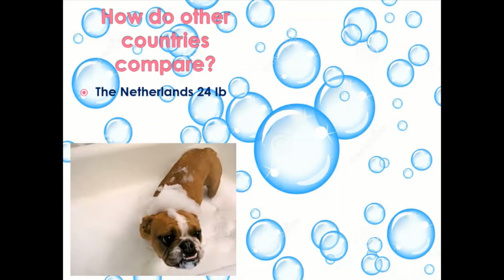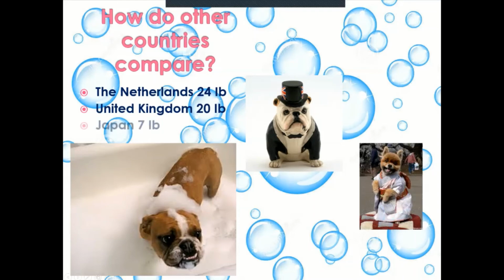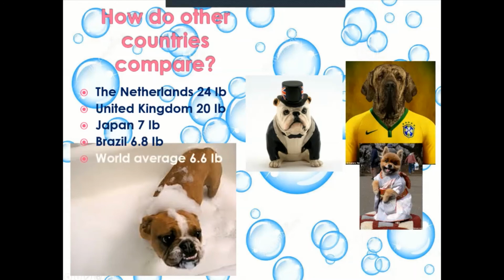Well, the Netherlands actually uses the most soap per year, about 24 pounds per person. The United Kingdom, I am aware that's United Kingdom, is about 20 pounds. And then Japan, so Europe seems to be the most obsessed with their soap usage. And that might have to do with what happened with the plague when they stopped using soap. So maybe they learned their lesson. Japan comes in at third, and then that is Brazil. And the world average is about 6.6 because these guys are pulling it up so high.